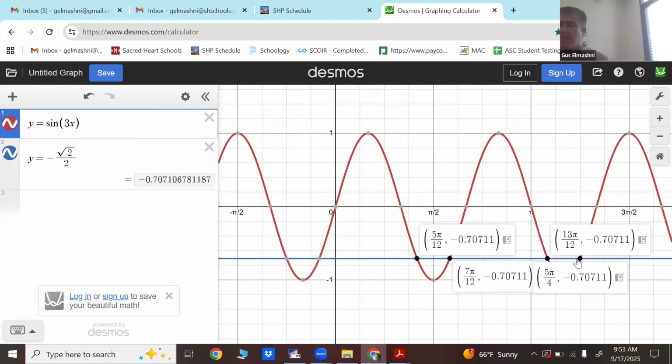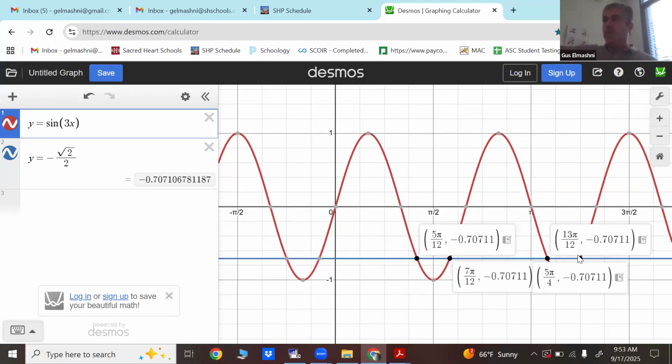5 pi over 4, that was 15 pi over 12, by the way. Which makes sense, right? Because that's a difference. 5 pi over 12, 15 pi over 12, there's 8 pi over 12, 2 pi over 3. 7 pi over 12, 5 pi over 4, 7 pi over 12 and 15 pi over 12. The difference is 8 pi over 12, 2 pi over 3.